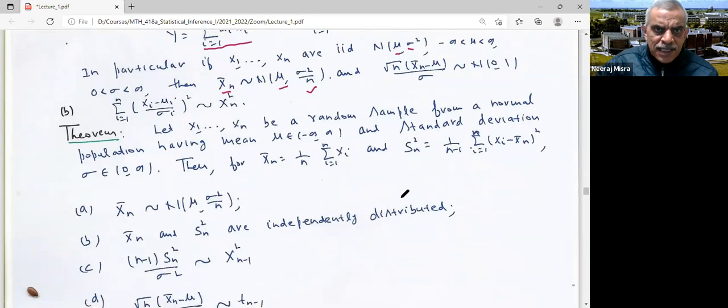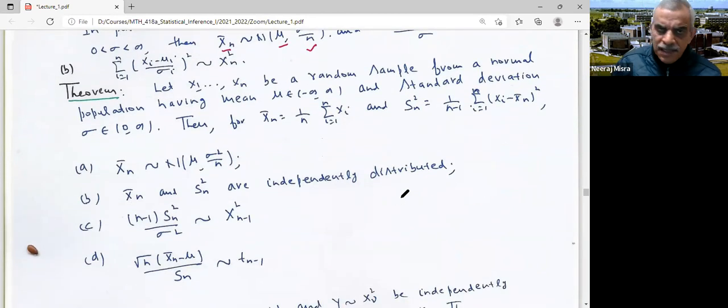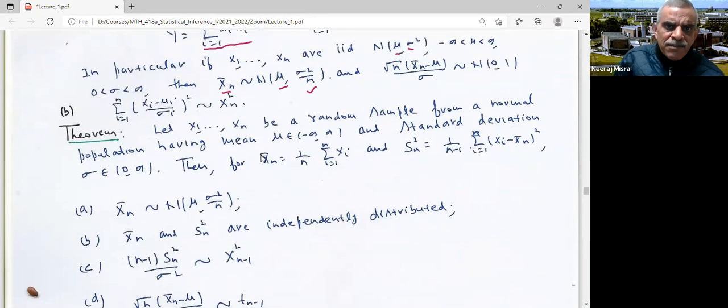Then let us do the next theorem, which is again for a sample from a normal distribution. Suppose I have a random sample from a normal population having mean mu and standard deviation sigma, which is from 0 to infinity, so mean and variance both are finite. Then if I define X bar to be the sample mean and S square to be the sample variance with the factor 1 upon n minus 1, then I know that X bar would have a normal mu and variance sigma square by n.